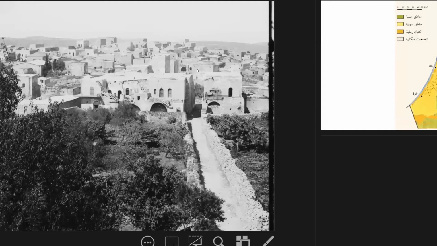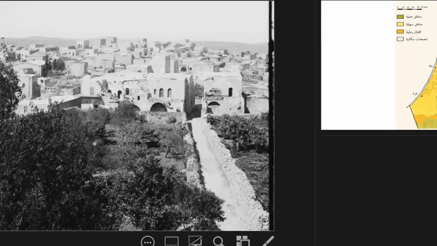This was taken, we don't know the exact date, but it's the beginning of the 20th century, so 1905 to 1920. We don't know exactly, but it looks like Ramallah before transformation. The only thing we can see is the whole rural fabric that we usually find in Palestinian villages.